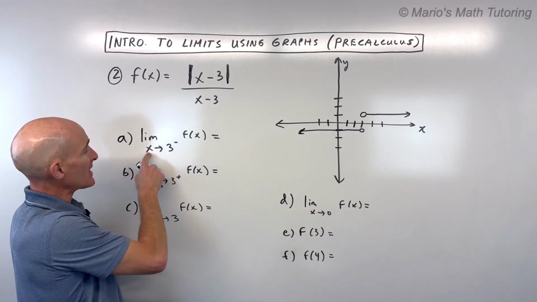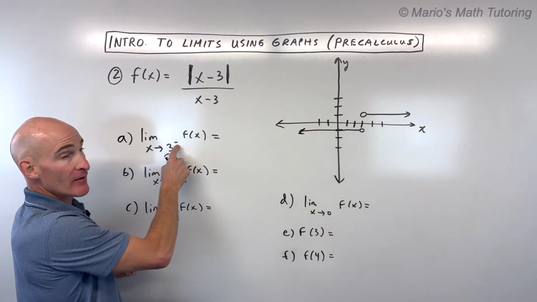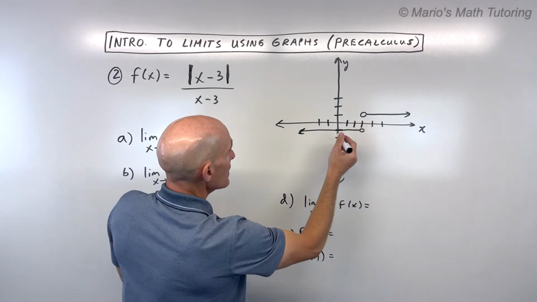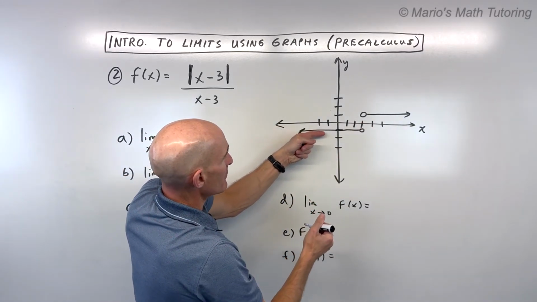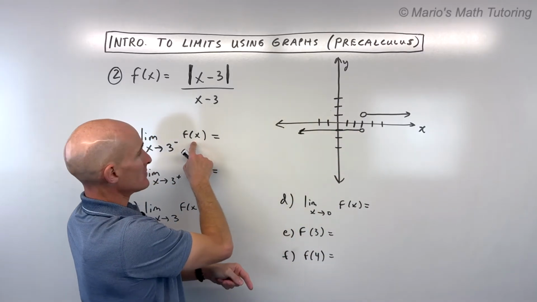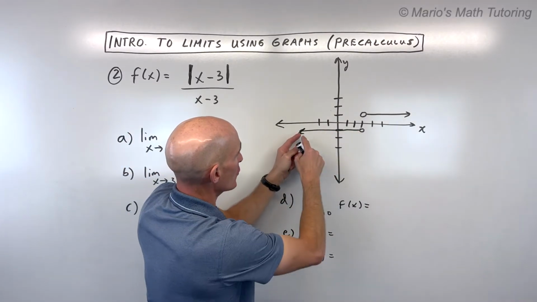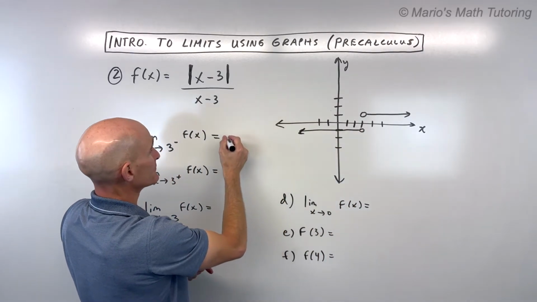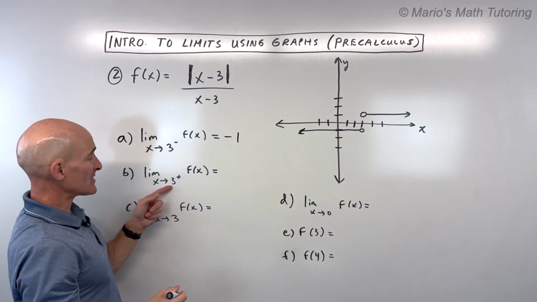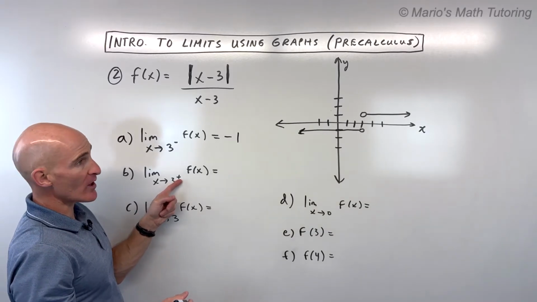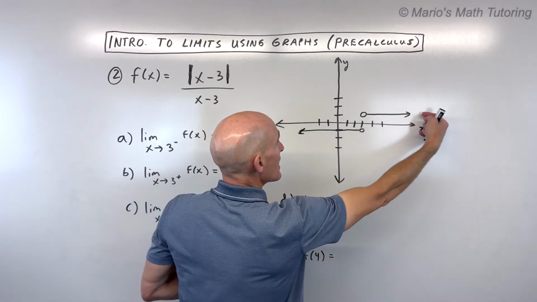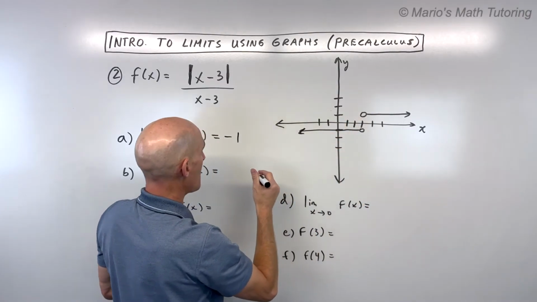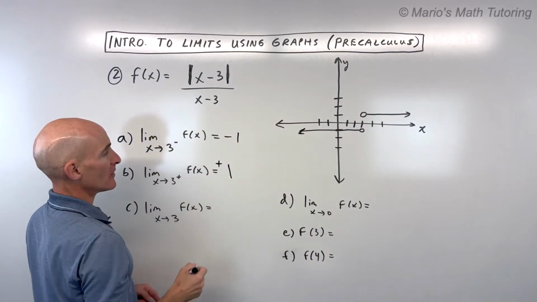The limit as x approaches 3 from the left, see that minus sign means from the left. So here's 3 right here. As I'm approaching from the left, what y value am I getting closer and closer to? Well, it looks like I'm getting closer and closer to a y value of negative 1. Now the limit as x approaches 3 from the positive or the right side, so here's 3, as I approach 3 from the right, looks like I'm getting closer to a y value of positive 1.